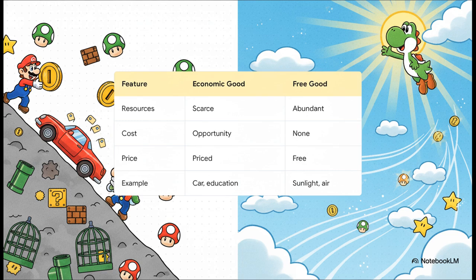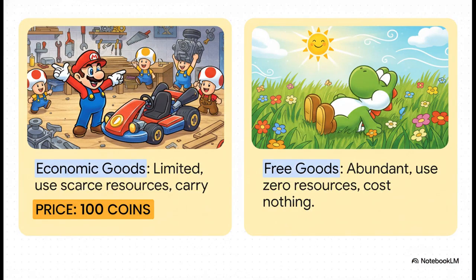Free goods, on the other hand, are totally abundant, they do not deplete our resources, and they do not command a price. Now, the defining trait here isn't just whether you, as the consumer, hand over physical cash at a register. It's really about whether it required limited resources, like human labor, materials, or heavy machinery, to create it in the first place. An economic good is supplied to make a profit because it's scarce. A free good, it's just naturally abundantly there.